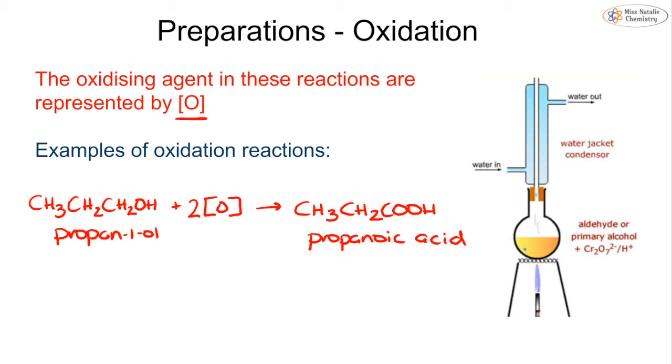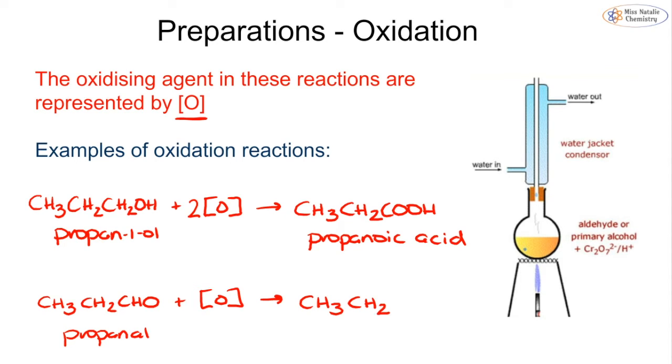We can also have this from an aldehyde, so we could have propanal, which would be CH3CH2CHO, so our aldehyde group. This time it's only a one-step reaction, therefore we only need 1 mole of the oxidizing agent, and again that's going to give you the propanoic acid. Both of these reactions are always done under reflux, of course.